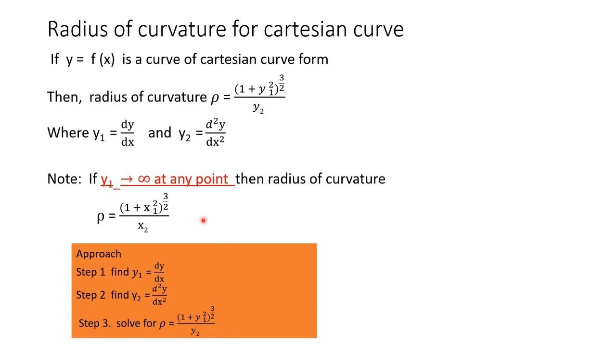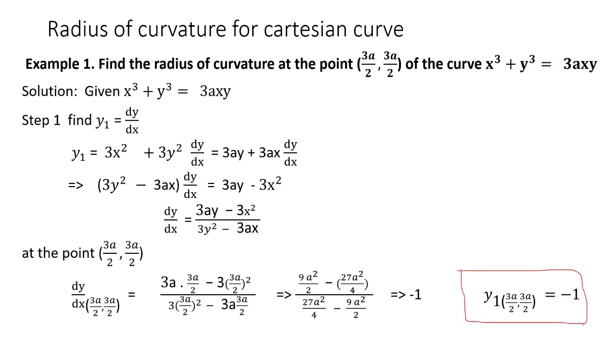Approach. Step 1. Find y1 that is dy by dx. Step 2. Find y2 that is d square y by dx square. Step 3. Solve for ρ. Let's understand clearly with the help of some examples.